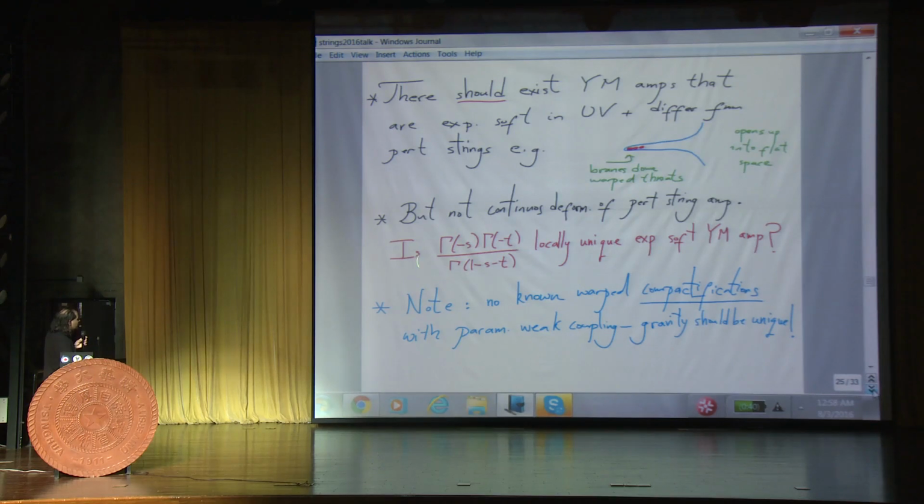There doesn't seem to be a continuous deformation of the perturbative string amplitudes that takes us there. So here's a concrete question: is this function locally unique in the neighborhood of the right answer that's also exponentially soft? Now, I want to point out there's no known analog of this phenomenon for gravity, because we don't know any warped compactifications with parametrically weak coupling. So still, gravity should be unique.